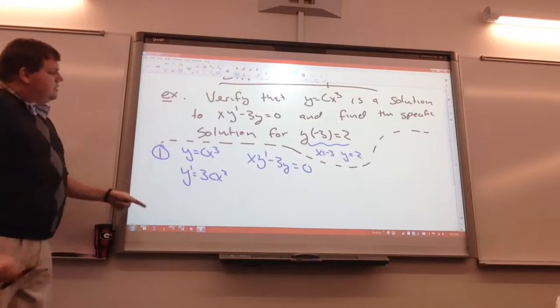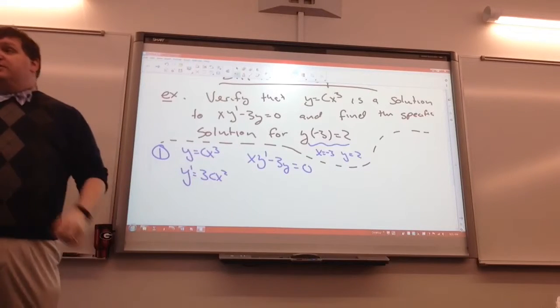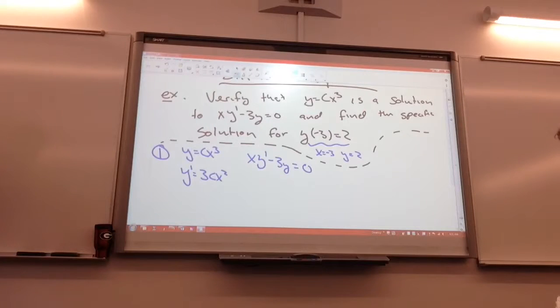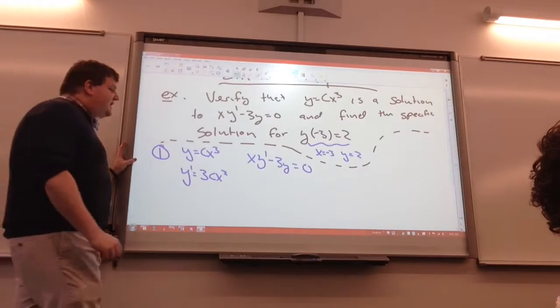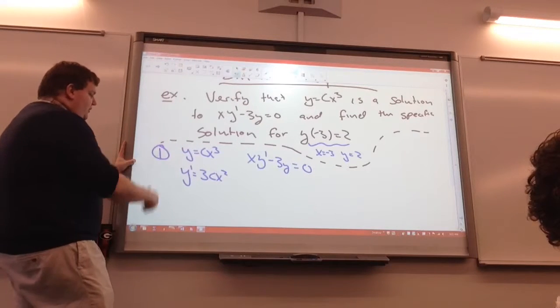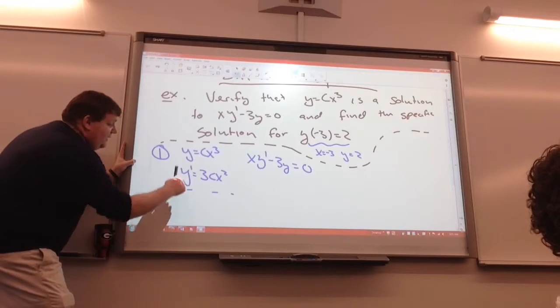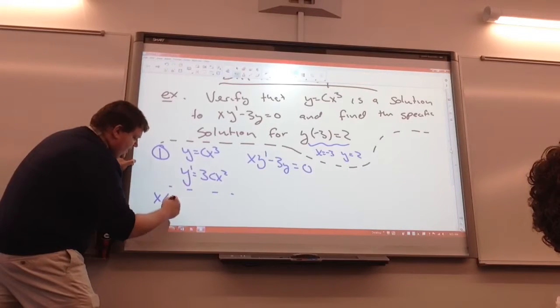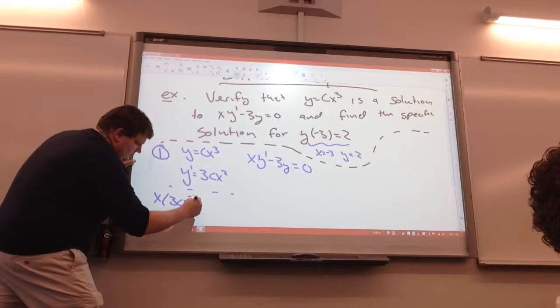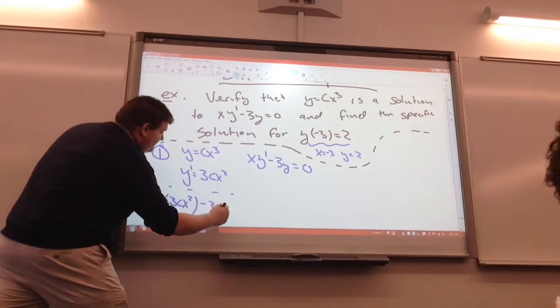Good. Now I've got everything, I can put it into here and have everything in terms of a single variable, x. It's actually not that bad when you learn what you're doing. So we do our replacements: we're going to have x times y prime, which is 3cx squared, and we're going to subtract from that 3y, or 3cx cubed.